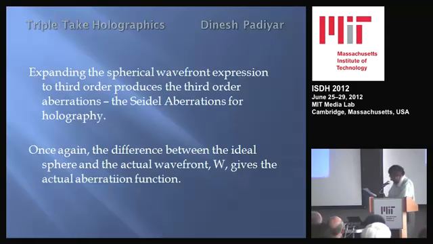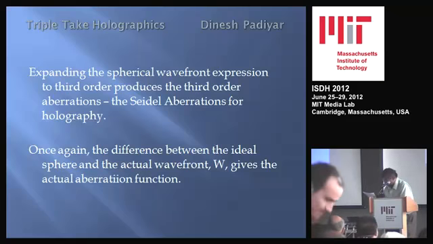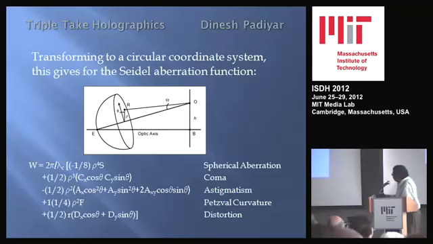Expanding that phase difference to third order gives the third order Seidel aberrations for holography. Again, the difference between the ideal reference and the real reference, and the ideal wavefront and the real wavefront. So we take the wavefront and we take these parameters, the distance along the radius of the wavefront, the distance of the axis, the azimuthal angle, and we get a set of equations for holographic aberrations. So for a holographic aberration, this is the spherical aberration, the coma, the astigmatism, field curvature, and distortion.